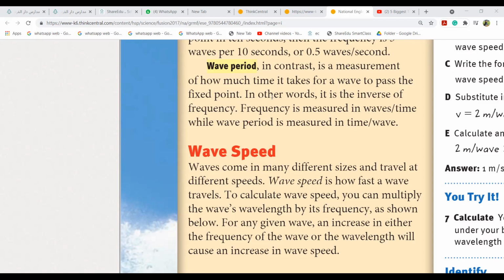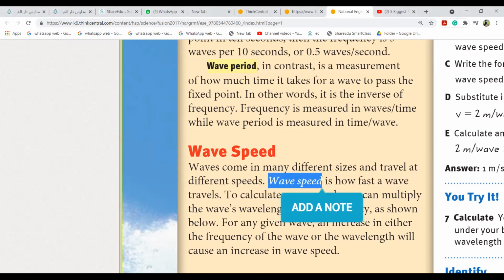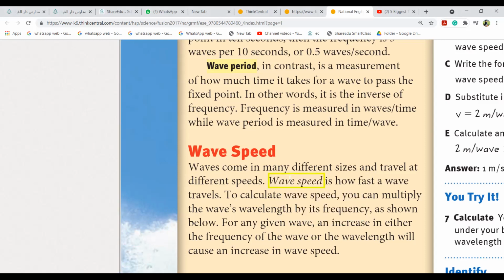Now here, wave speed. Waves come in many different sizes and travel at different speeds. Wave speed is how fast a wave travels. With the name itself, when I say wave speed, that means the speed of the wave, how fast the wave travels. You don't need to learn this. To calculate wave speed, you can multiply the wavelength by its frequency as shown below.